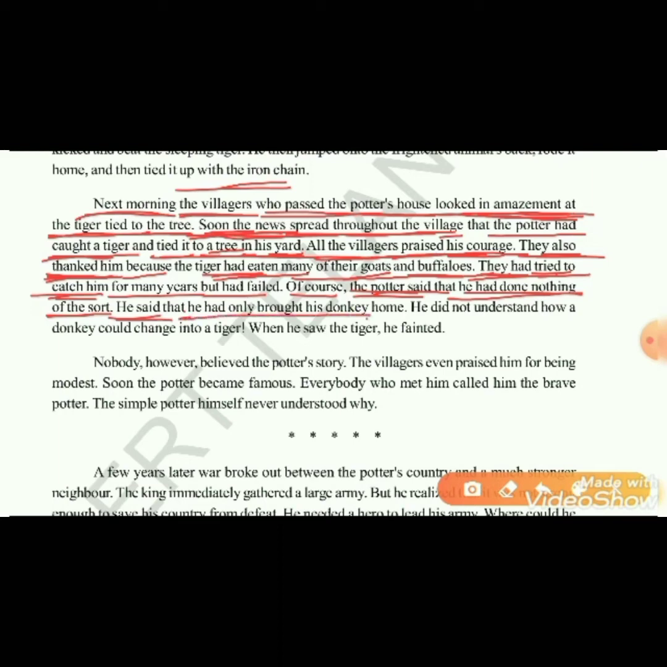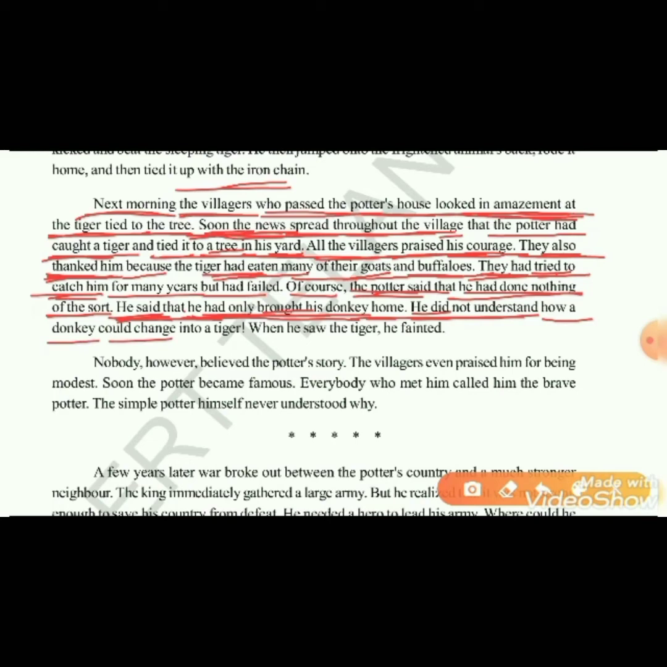Yeah, I don't think that a donkey can change. In no way can it change into a tiger. But what was the actual scene? When he saw the tiger, what happened to him? He fainted. He fell unconscious. When he went to the place where he had tied the tiger and saw that it was not the donkey but it was the tiger, he felt unconscious and he fell down, fainted.